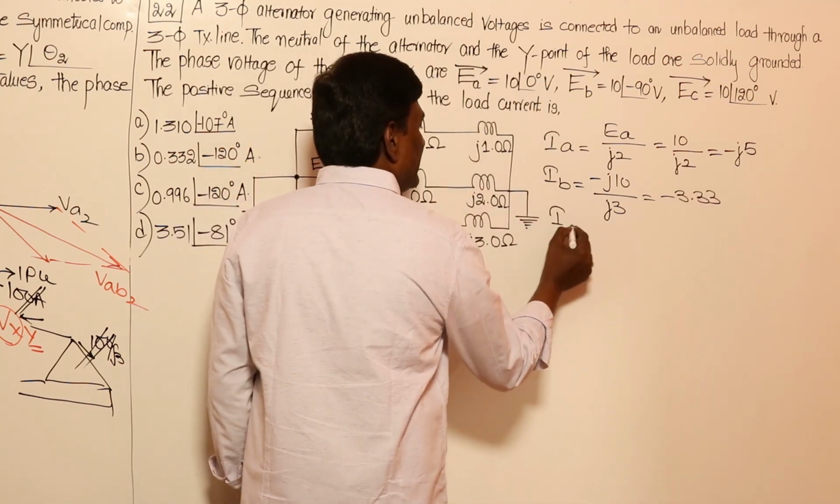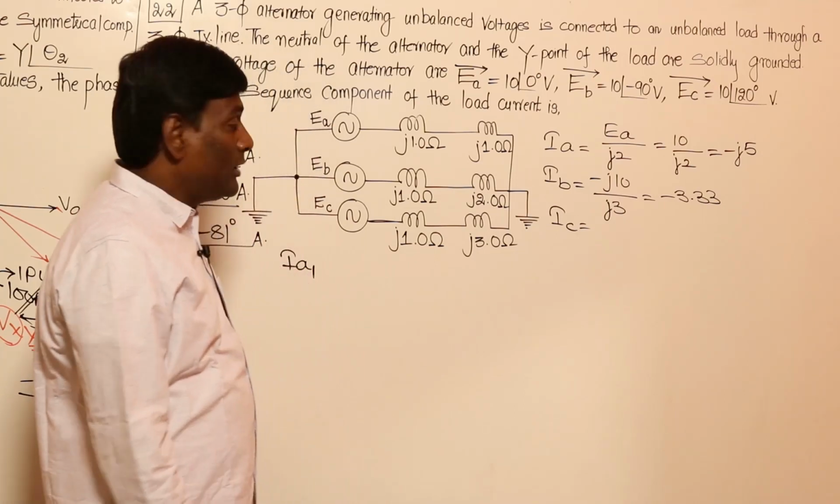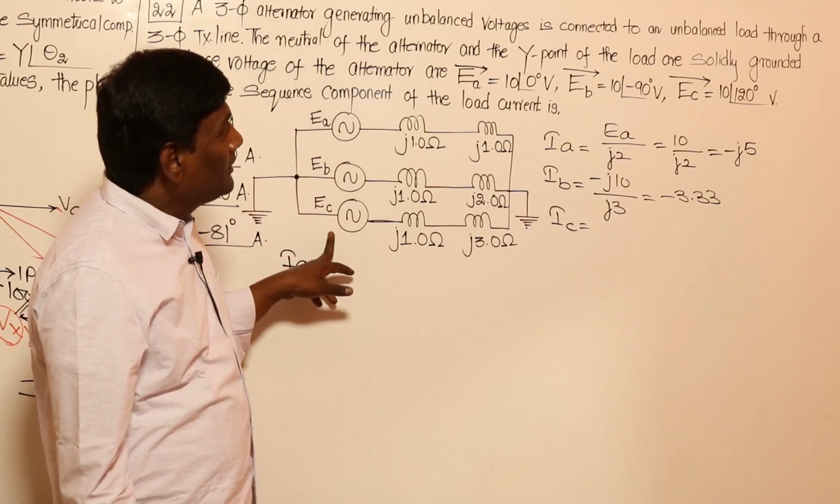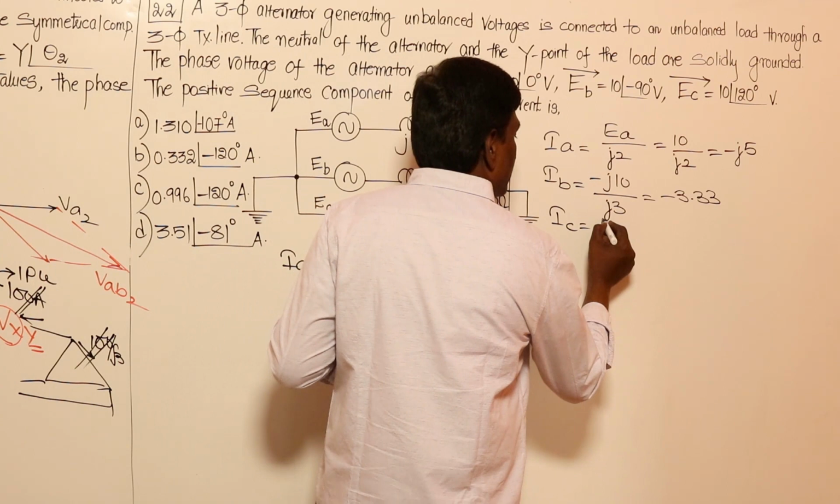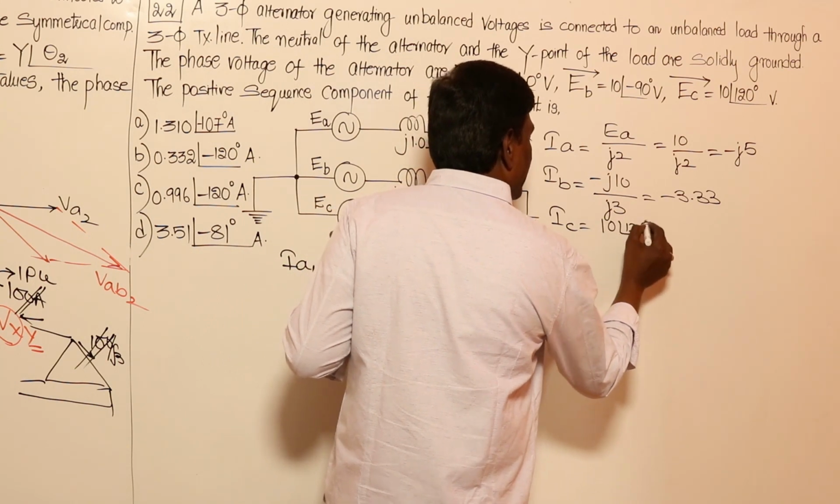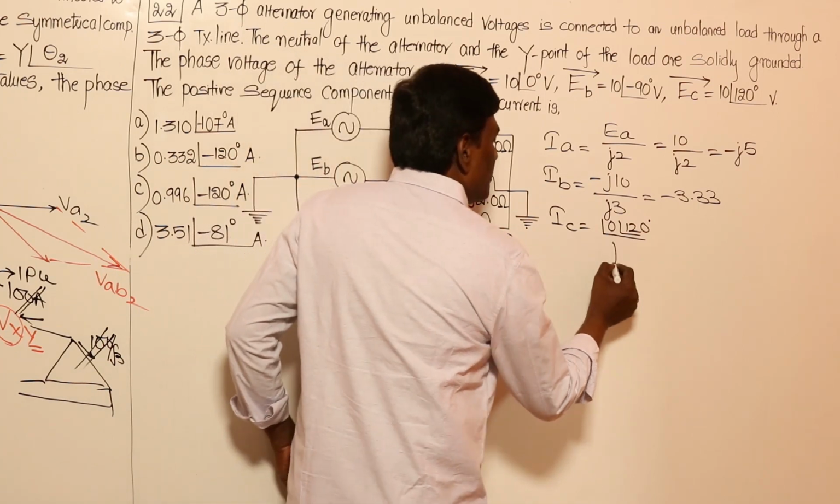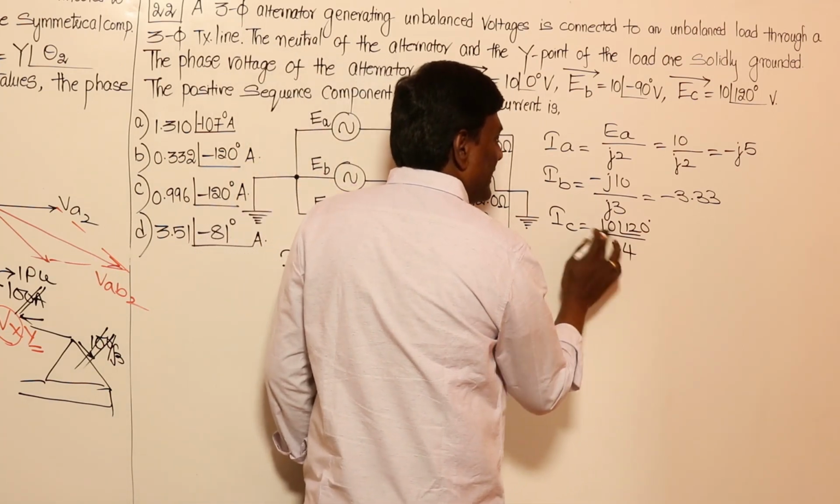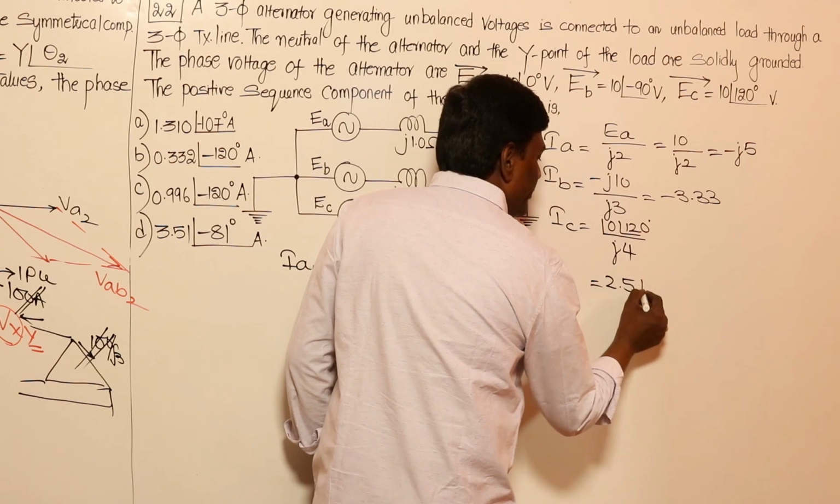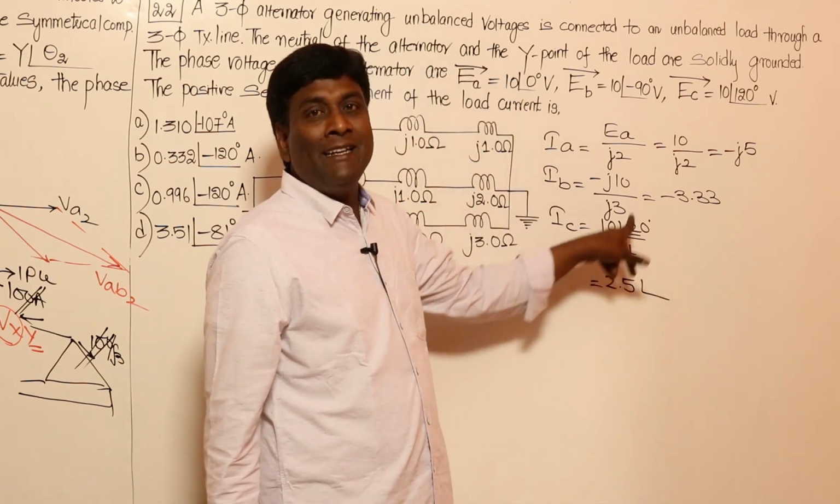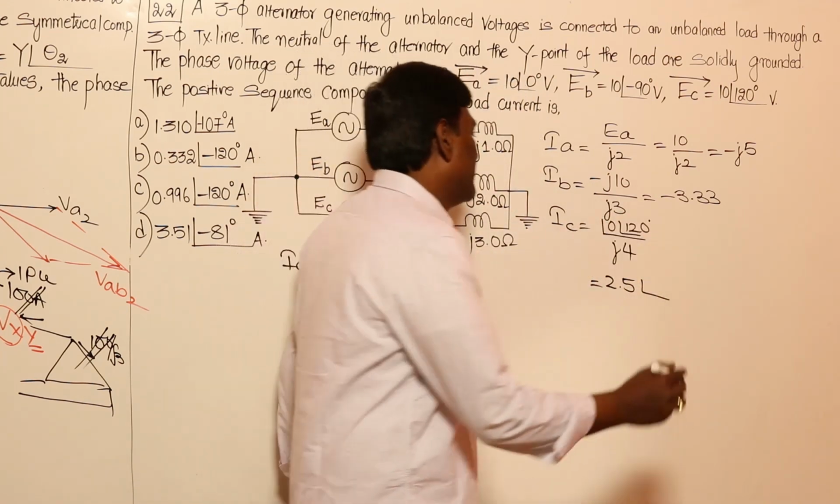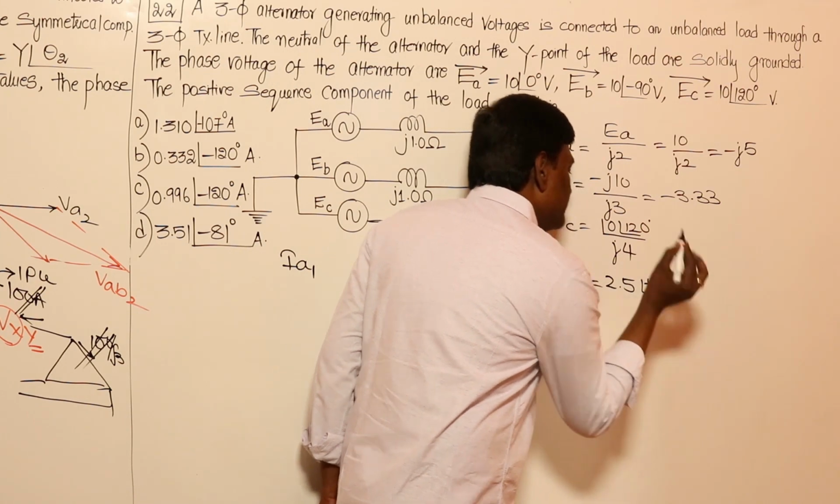And let me calculate IC. If I calculate IC, how much is EC given? 10 at an angle 120. So 10 at an angle 120 divided by J4. So J4, this is going to be 10 divided by 4, which is 2.5 at an angle 120 minus 90, because J is minus 90. 120 minus 90 is going to be plus 30.